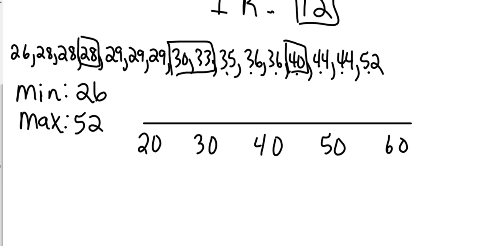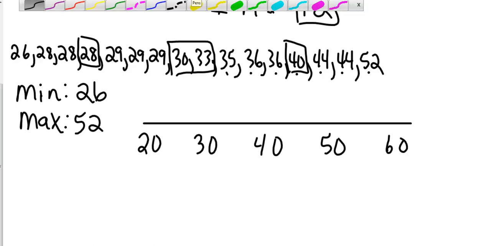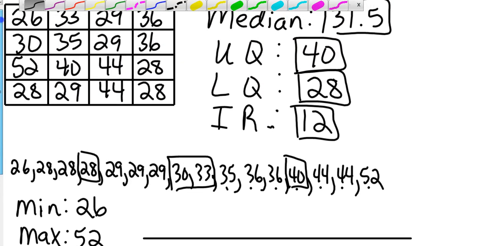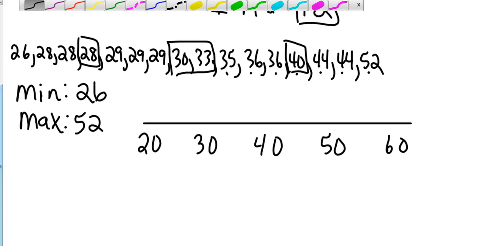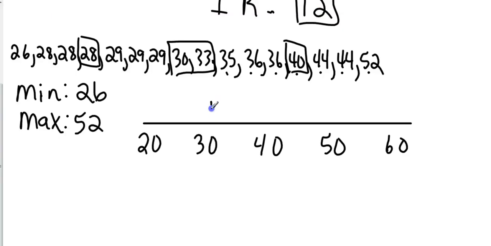Okay, and what was my median? 31 and a half. So that's going to be right about here. How do I draw it on my number line so I can make my box? You do a little line, and then when you're done, you make a box. It's a vertical line. Yes. So 31 and a half is right about here.